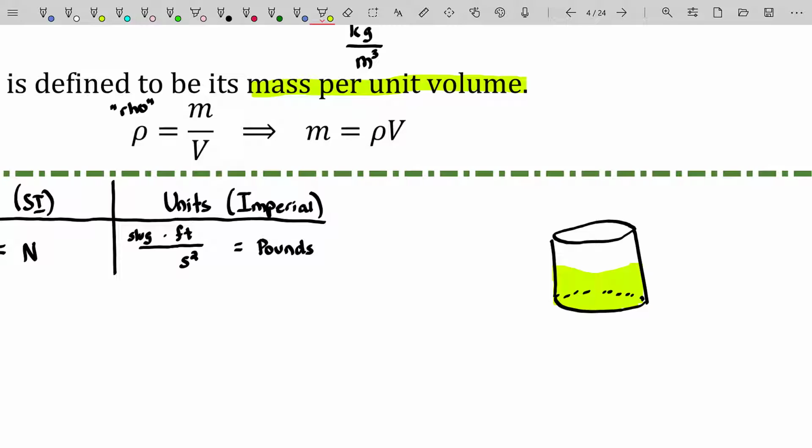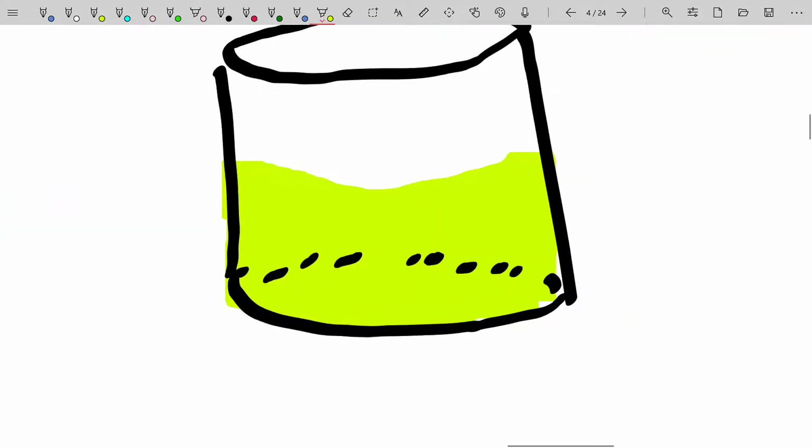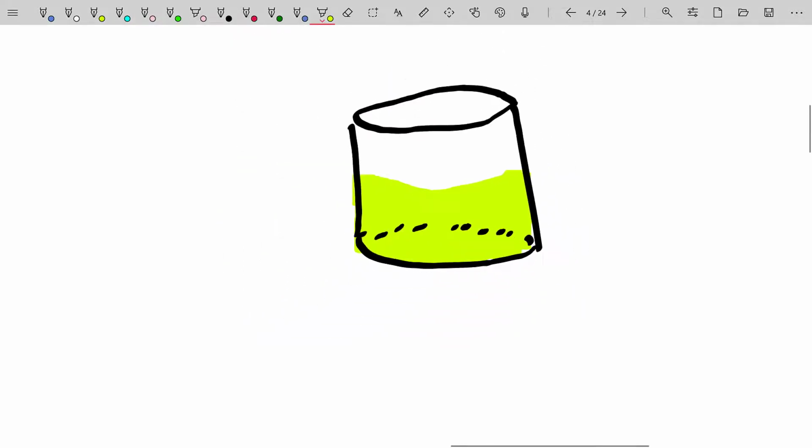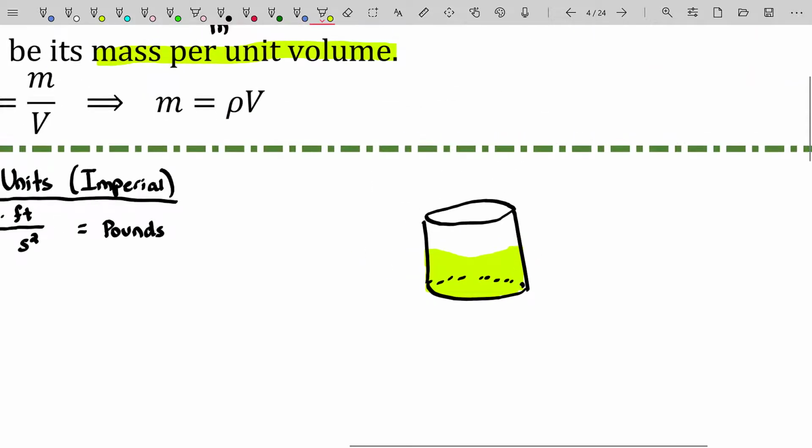And if somebody told you, I have some strange liquid in here, and I happen to know the mass, if you took out a cubic meter of this volume, so a cube of 1 meter by 1 meter by 1 meter, if they told you the mass of that was, let's say, 1,000 kilograms, then the density of that liquid would be 1,000 kilograms for every cubic meter. That is the density. By the way, that's the density of water.